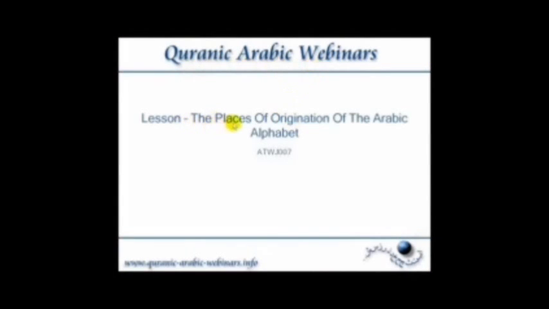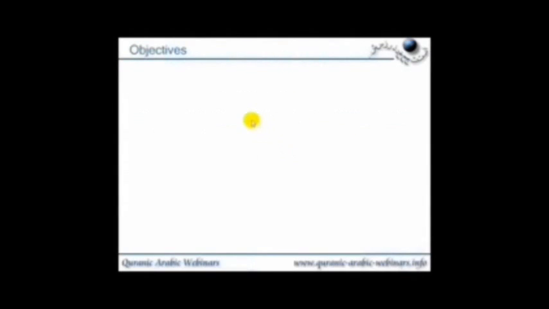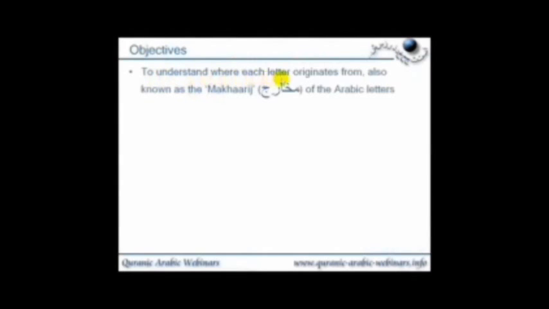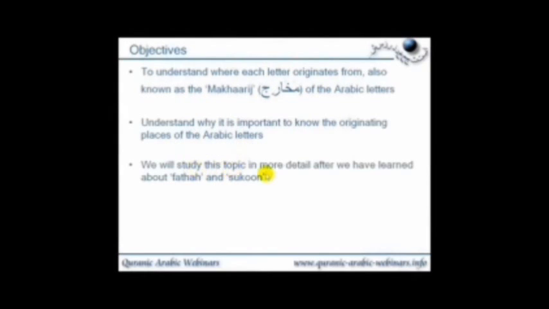This lesson is the places of origination of the Arabic alphabet. Objectives: to understand where each letter originates from, also known as the Mukharij of the Arabic letters. We will understand why it is important to know the originating places of the Arabic letters. We will study this topic in more detail after we have learned about Fatha and Sukun. So at the moment we're only doing a very brief introduction. Later on we're going to study this Mukharij in a lot more detail.